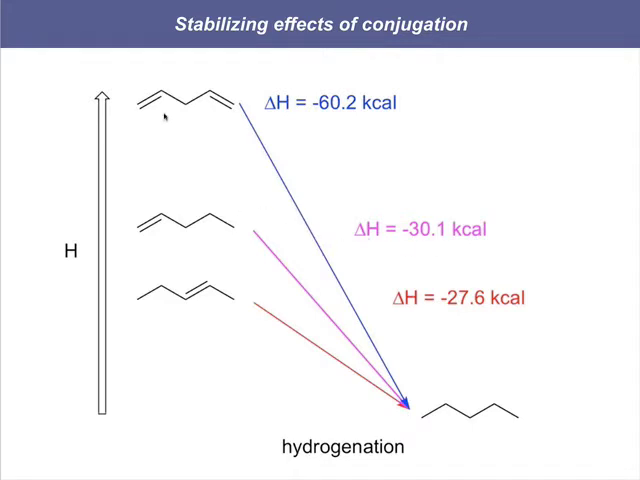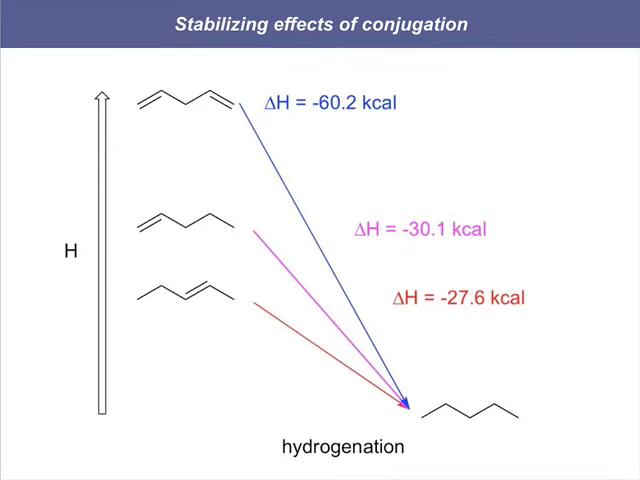Interestingly, if we look at a molecule with two monosubstituted double bonds, you'll notice that the energy of hydrogenation is exactly double what it would be for one monosubstituted double bond. What that means is, in this case, the two double bonds, their energies are additive. If you have one, it takes 30.1 kcal to hydrogenate it. If you have two, it takes 60.2 kcal to hydrogenate it.